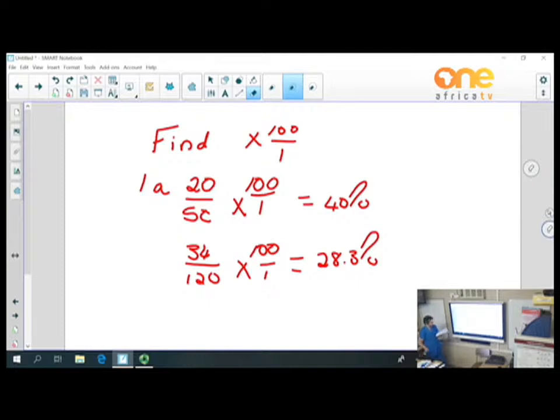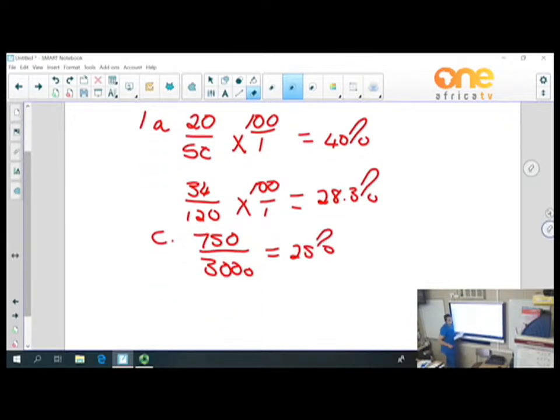The next one, number C, again it is grams and kilograms, so it's 750 over 3,000 to change it to kilograms. And the answer is, that percentage sign must be there. And then number D, 50 cents over $5, 10%. Then for number D, 10%.